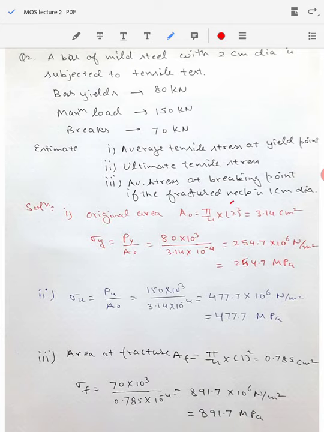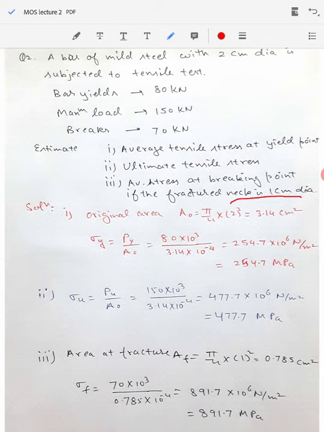But there is a catch given over here, that the diameter has changed from 2 centimeter to 1 centimeter. As I have told you that the necking takes place after ultimate point, so the diameter gets locally reduced at a certain point along the length of the component. Usually it is at the middle, so that diameter is available to us as 1 centimeter.